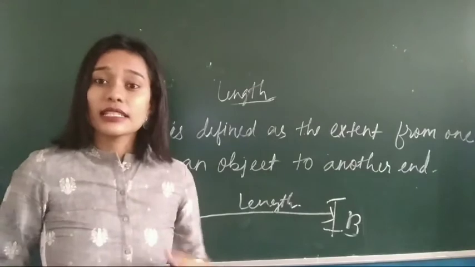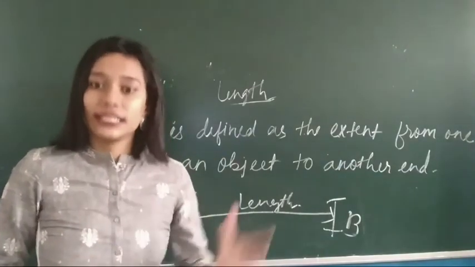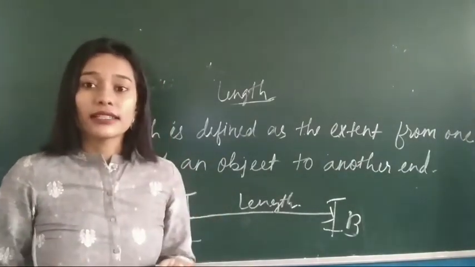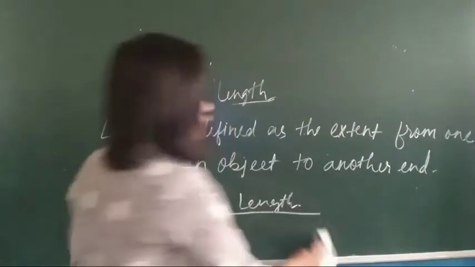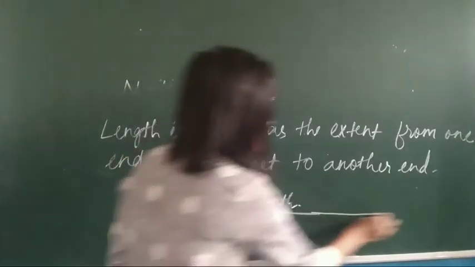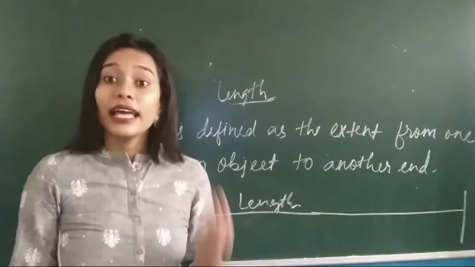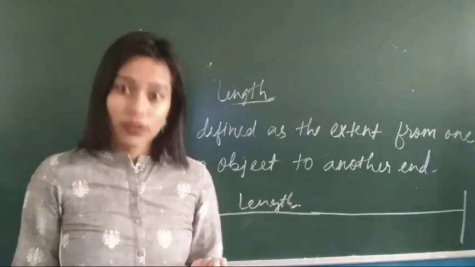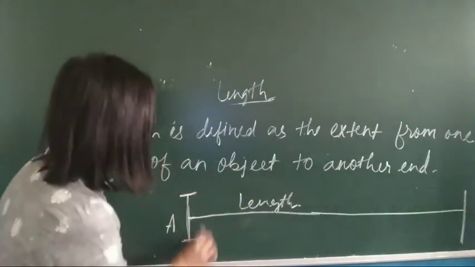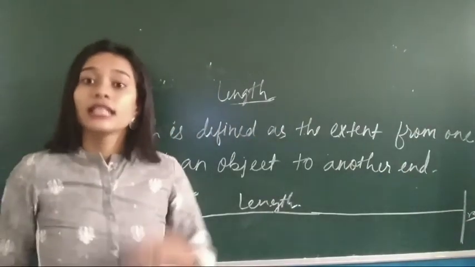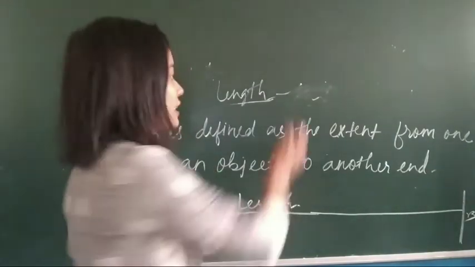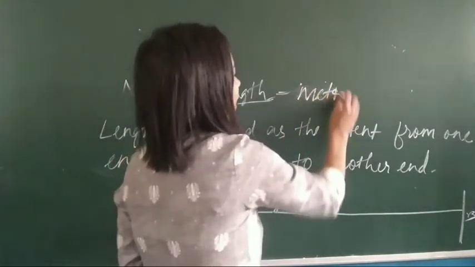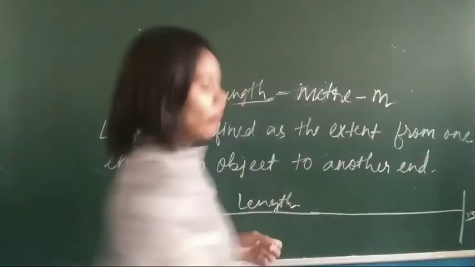Now, distance is another term that is related to length. What is distance? If the extent between two points is very far, then we will term it as distance. Suppose the extent from point A to point B is very far, then we will term it as distance. Now, the SI unit of length is meter and it is denoted as m.